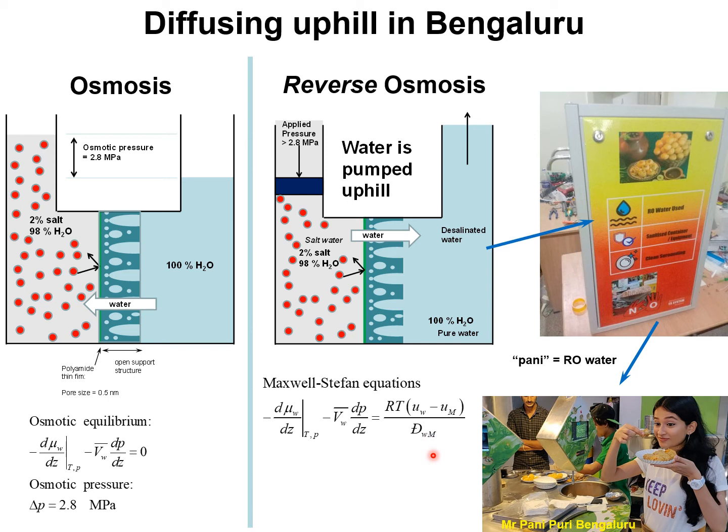dWm represents the Maxwell-Stefan diffusivity for water membrane transport. There's a wide variety of applications for reverse osmosis in several different contexts. In Bengaluru, RO water is used in the vending machines to serve pani puri to enthusiastic customers, as shown here in this picture.